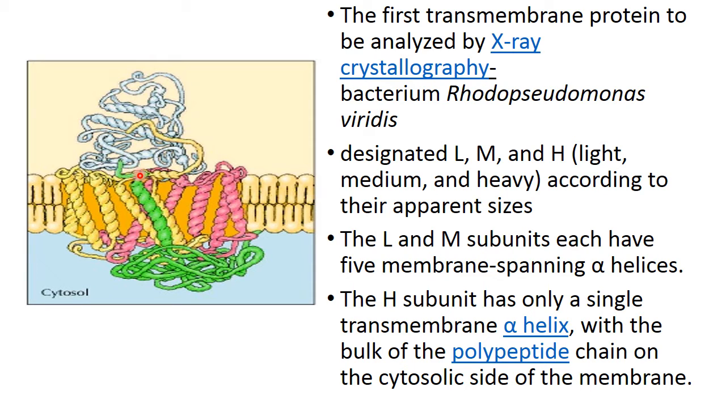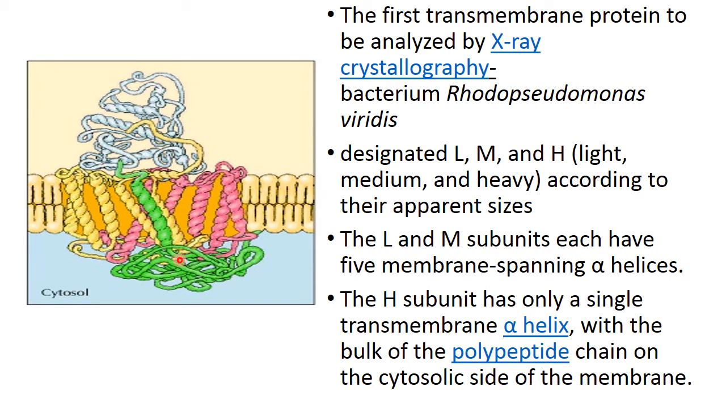The heavy subunit is represented in green. It has only a single membrane-spanning alpha helix. Then there is the white membrane subunit, a peripheral membrane protein that binds to the phospholipid bilayer. This heavy subunit has only a single transmembrane alpha helix with a bulk of polypeptide chain.